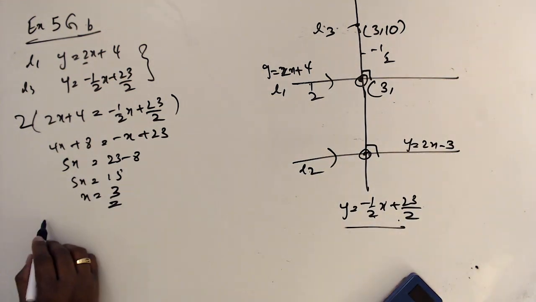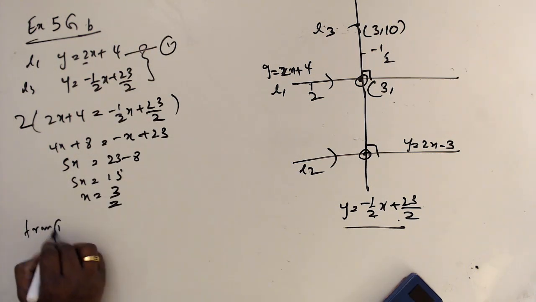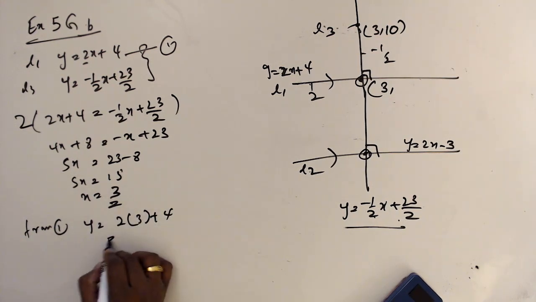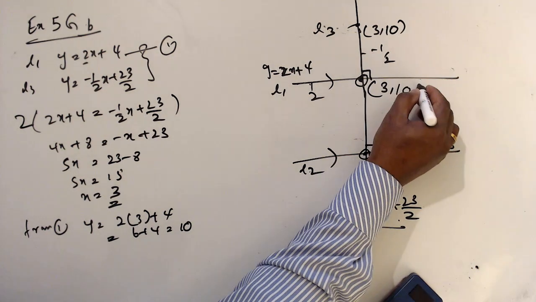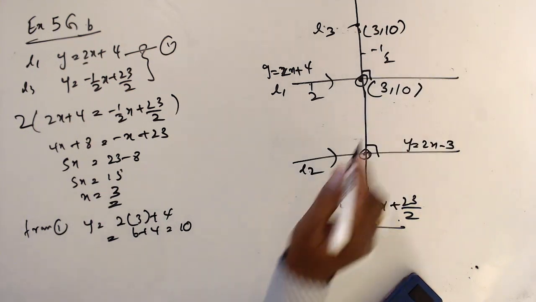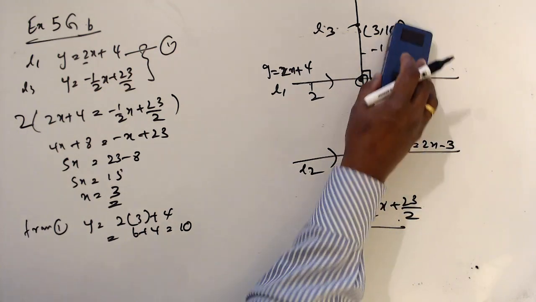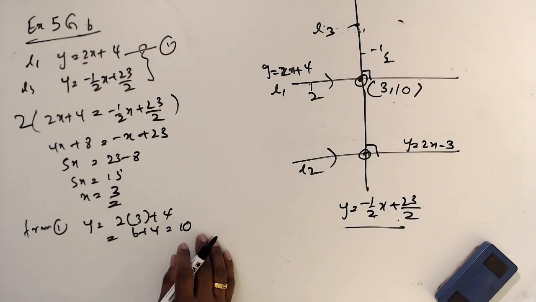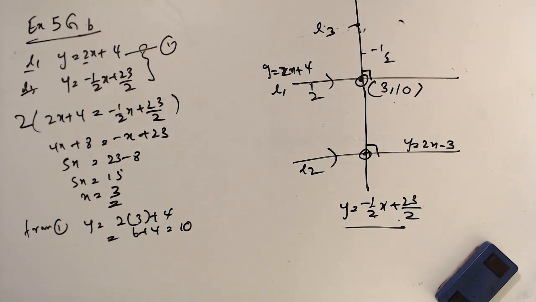I want to find y. From L1, y equal 2 times 3 plus 4. This is 6 plus 4, which is 10. Now actually 3, 10 is the point. It is the intersection point of L1 and L3.